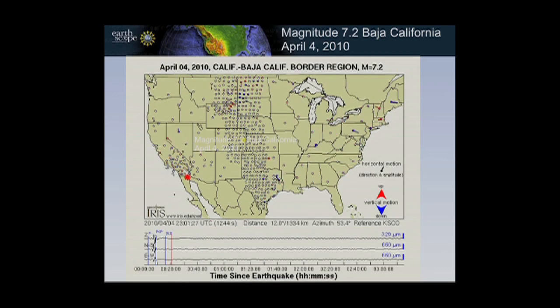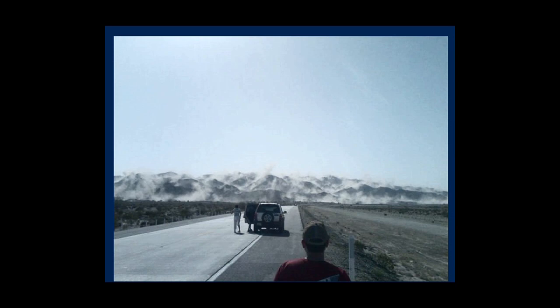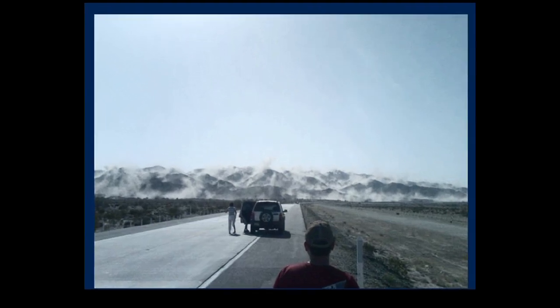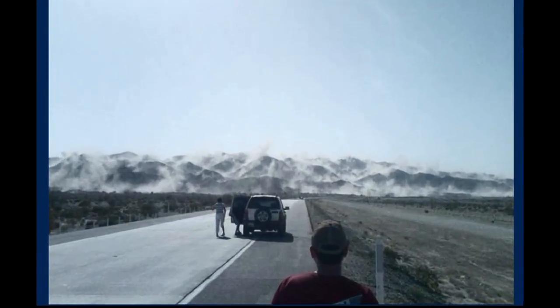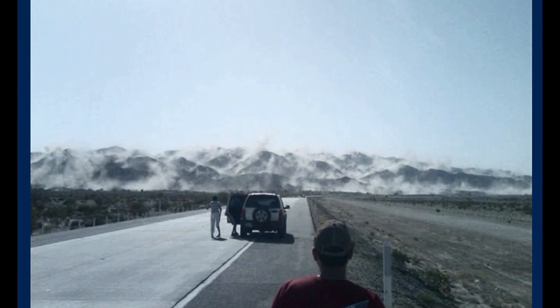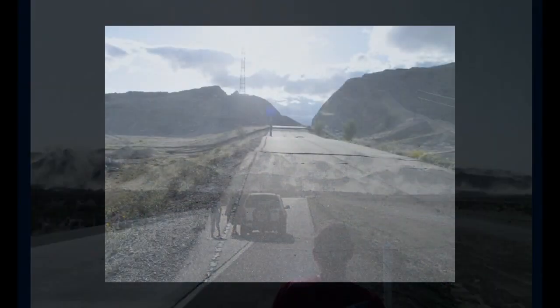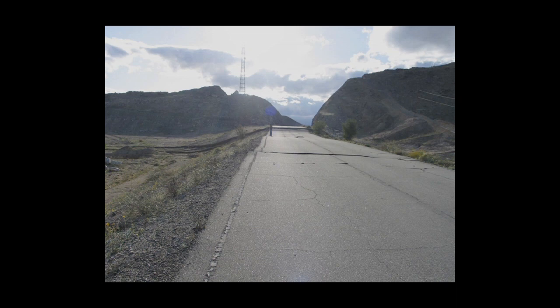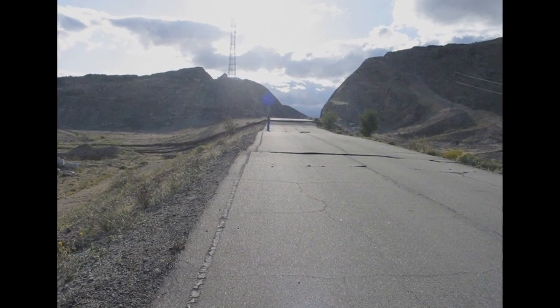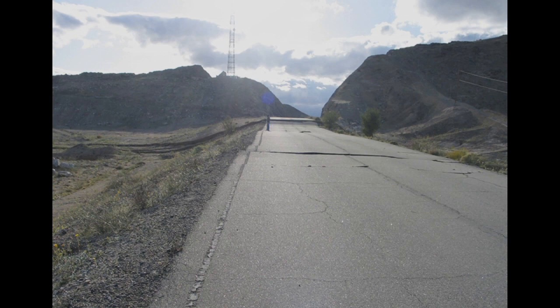So what happens when the Earth has an earthquake like this? Well, the earthquake occurred on the far side of this mountain ridge. All that wave just smacked the ground and knocked all the dust off of it. Rather spectacular image. I wish I'd have been these guys instead of sitting at home. And then the aftermath of this is the road just below the border in Mexico where the fault crossed there and damaged the road quite severely.